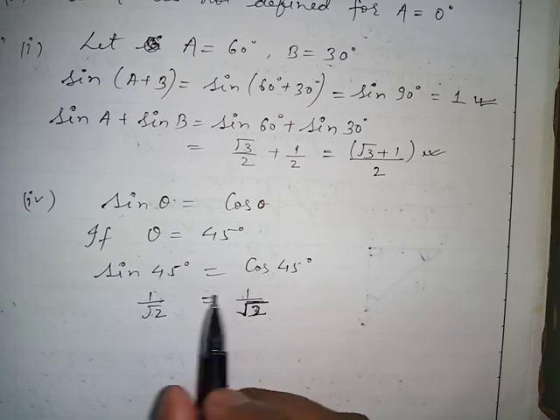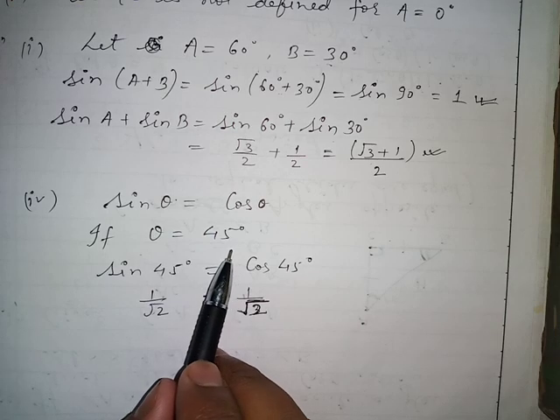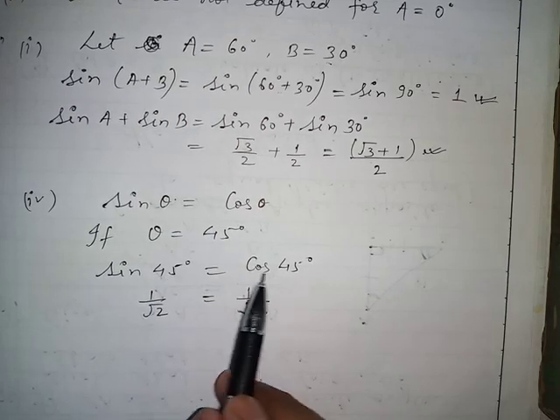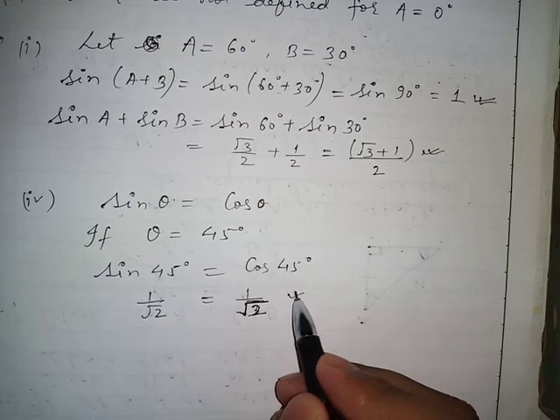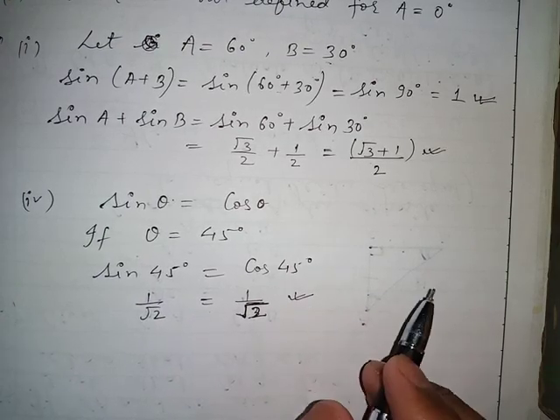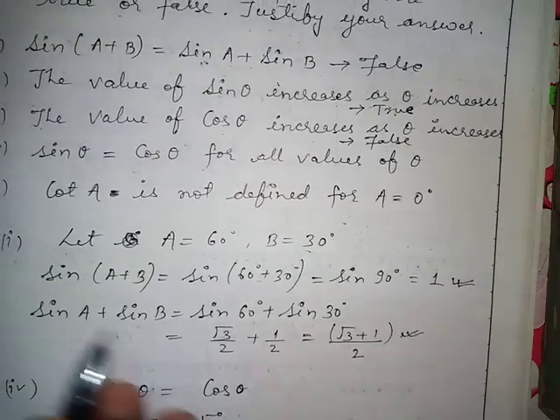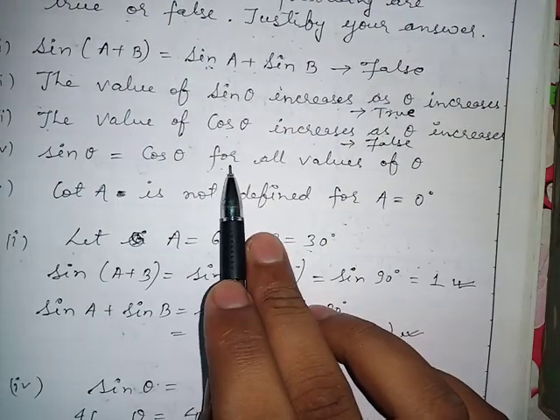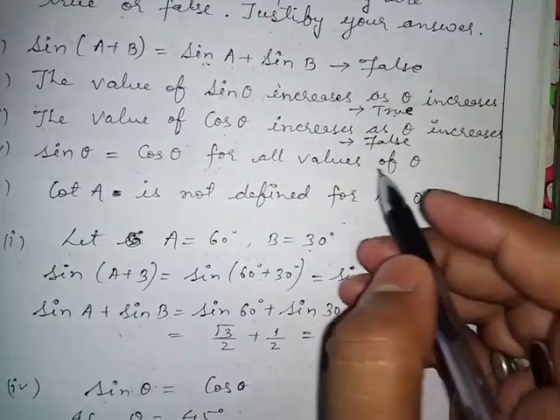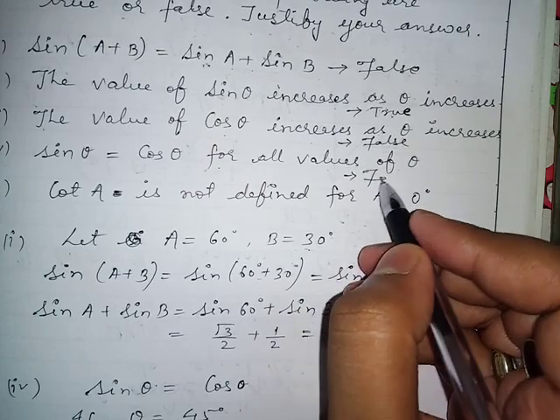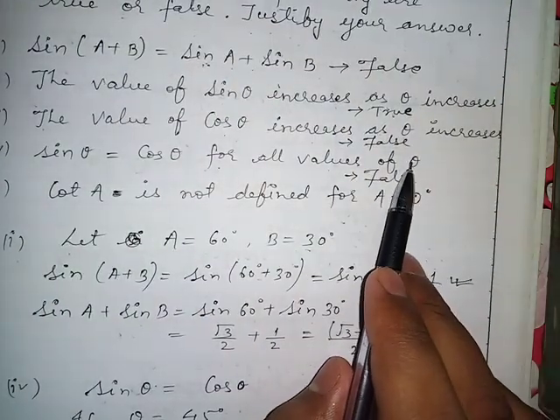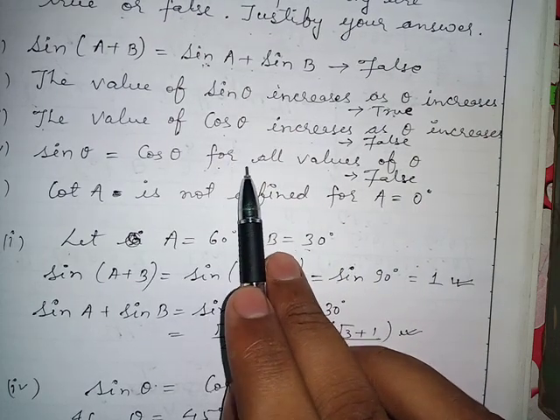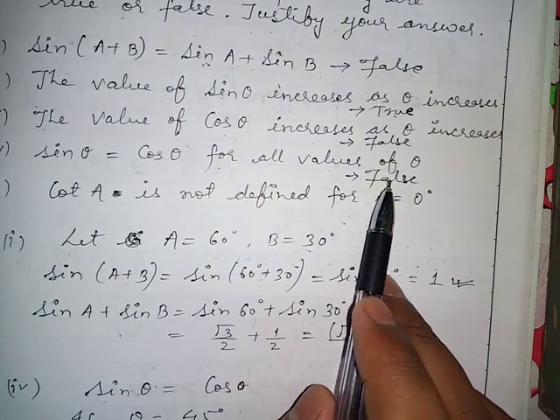So for theta equal to 45 degrees, sine 45 is equal to cos 45, it is 1 by root 2 equal to 1 by root 2. But the question is saying that for all values of theta. So this is false. Only for theta equal to 45 degrees it is true, not for all the values, so that's why it is false.